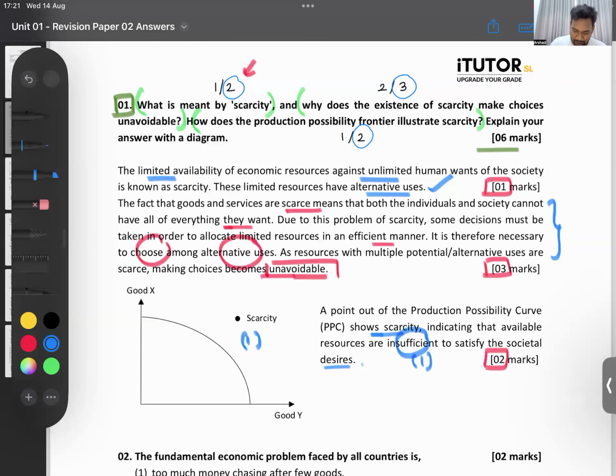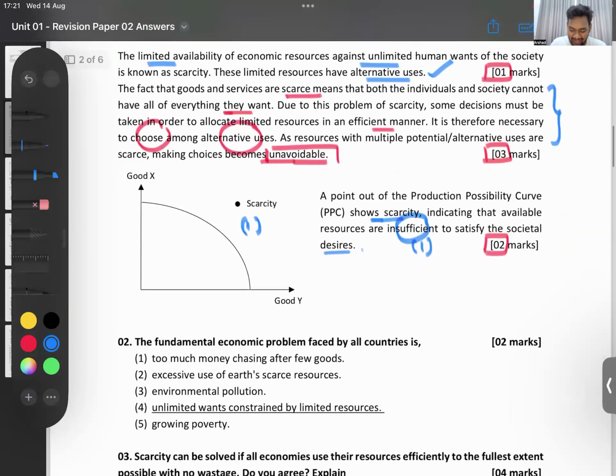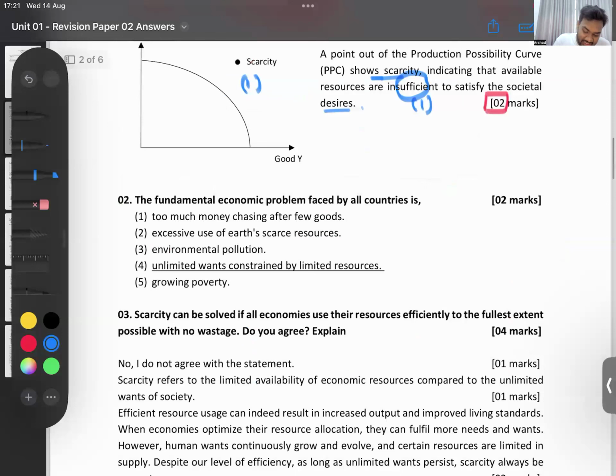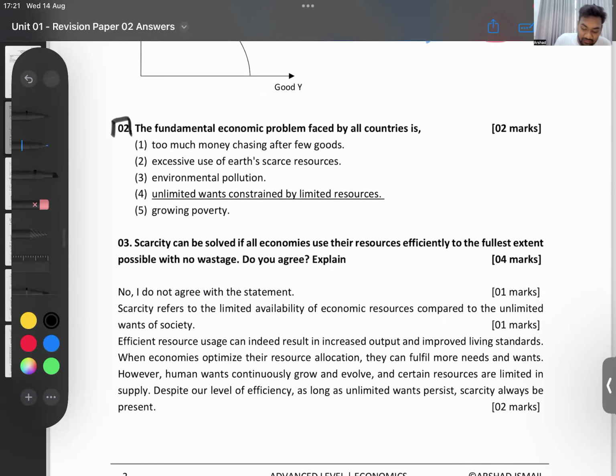Now, then we go to the second one. The second one is the easy one, an MCQ. It is asking what the fundamental economic problem faced by all countries is. Will they deduct marks if you don't break it down properly? Sometimes, yes. If you put everything in one go, it's very hard for the examiner to find these points. That's why you break it down and answer.